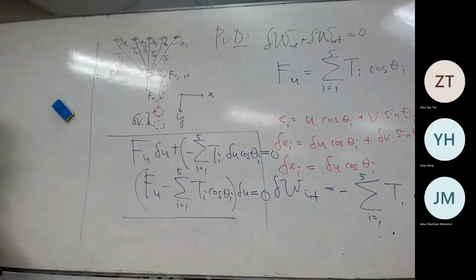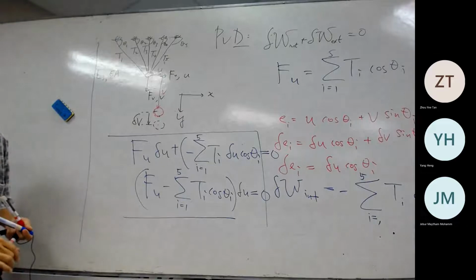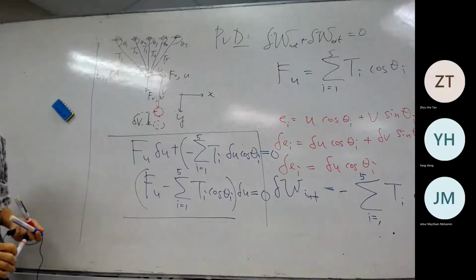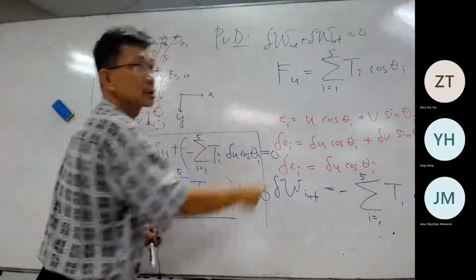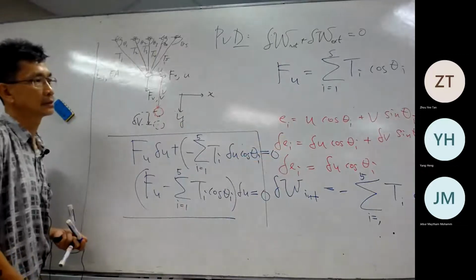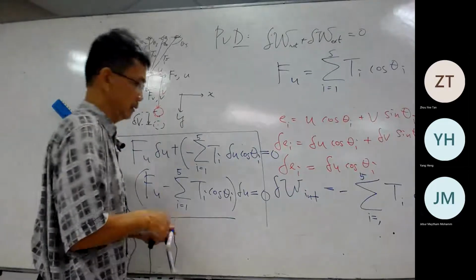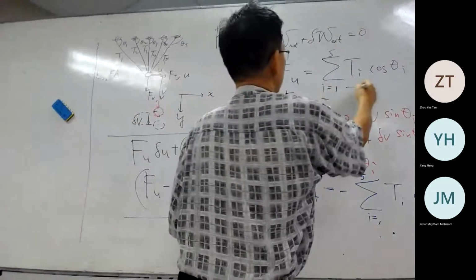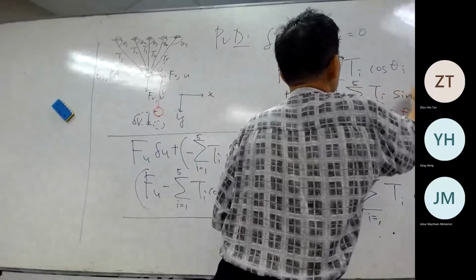Then you get the external virtual work, which is F_V delta V, equal to internal virtual work, summation of T_i delta e_i, and make use of these compatibility relations. Then finally, you are going to get the second set of equations, which is F_V equal to summation i equal to 1 to 5 T_i sine theta_i.